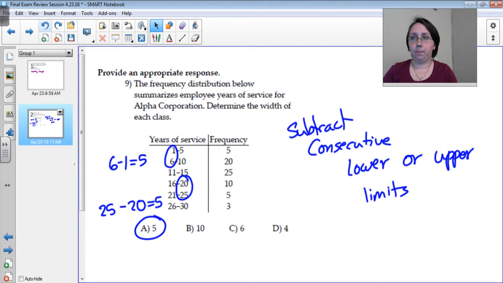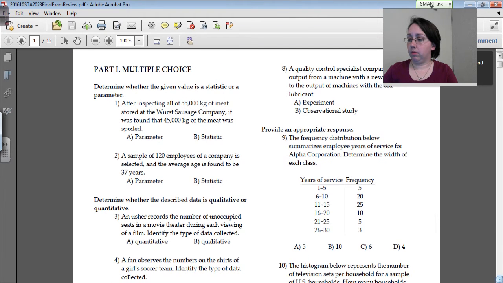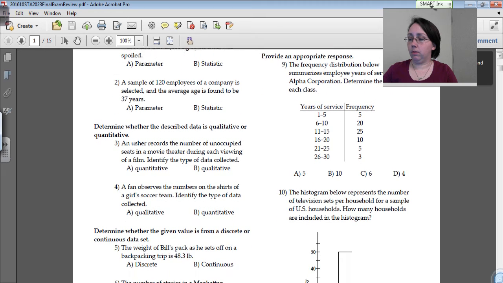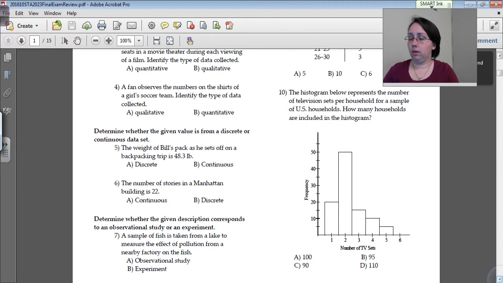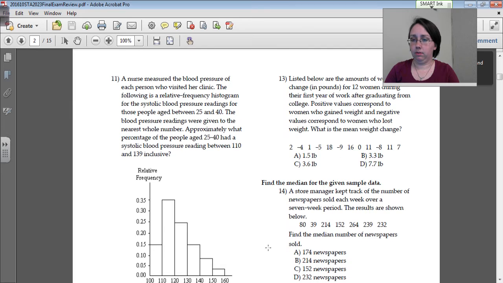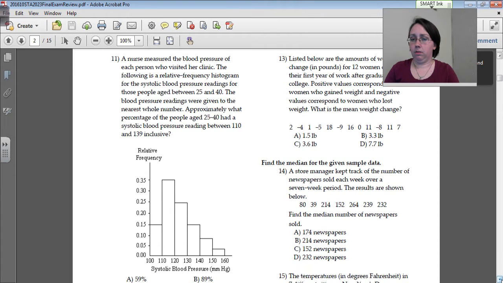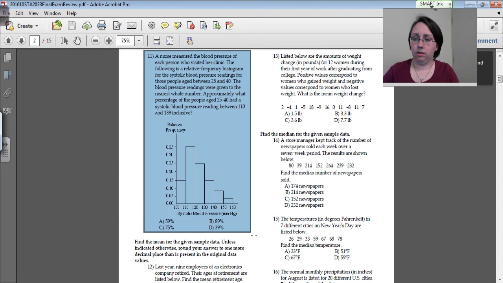What else? Which one? 11. What is up with this computer? It is set up very strangely. All right.